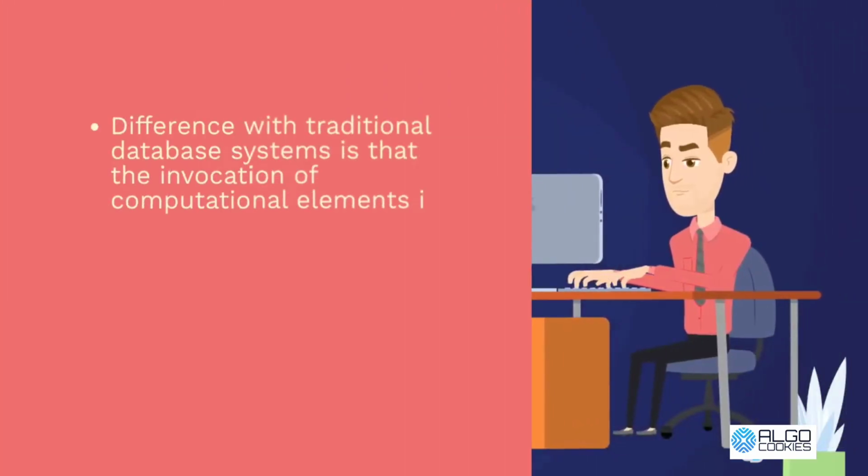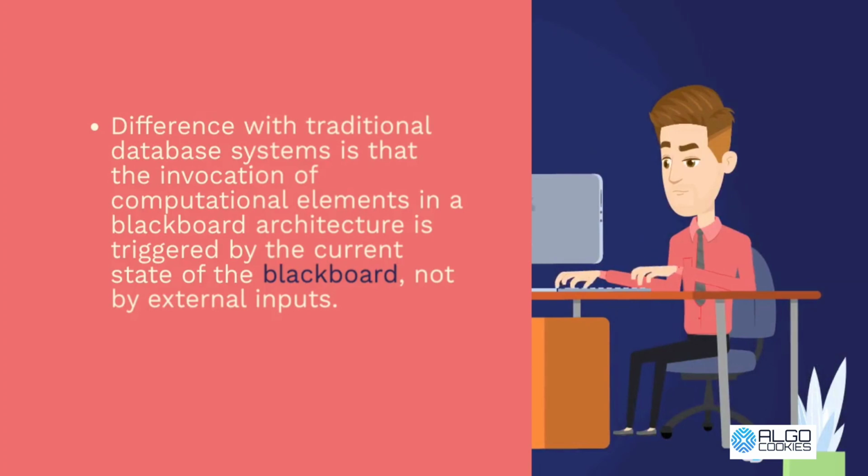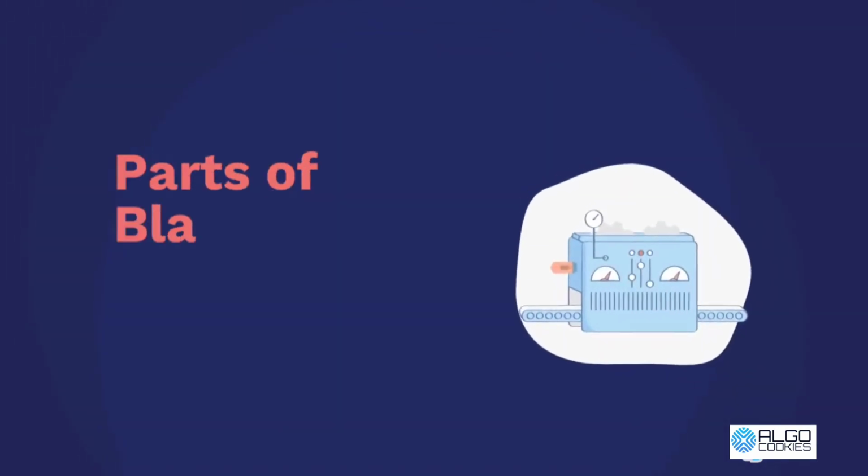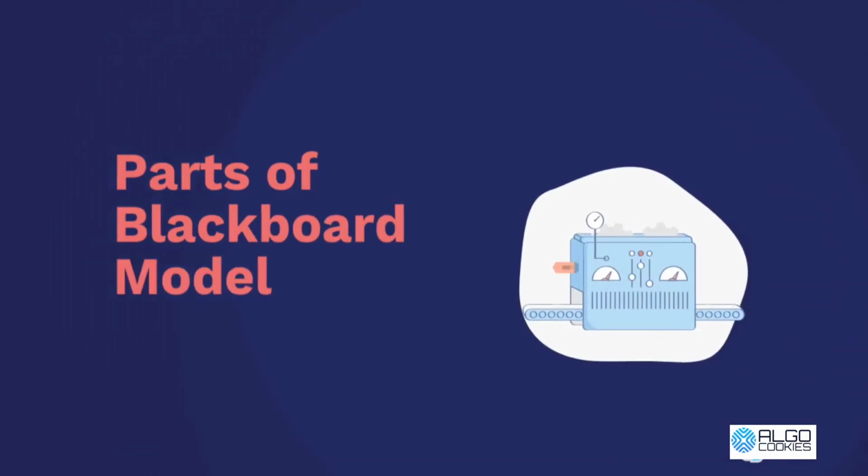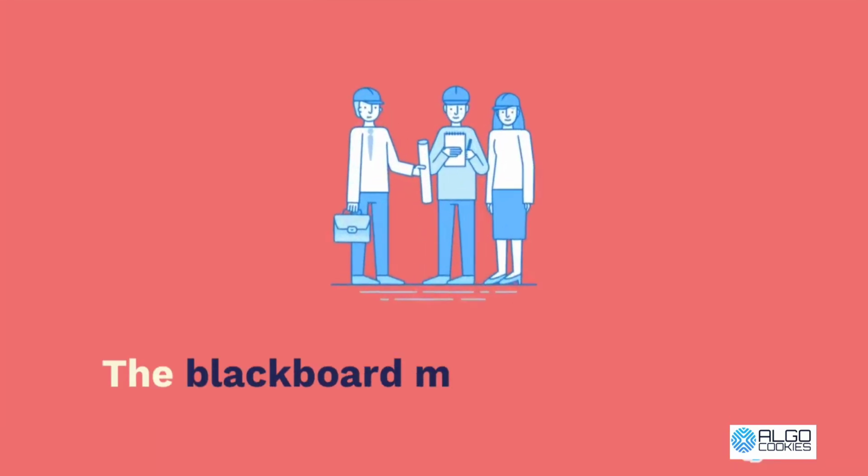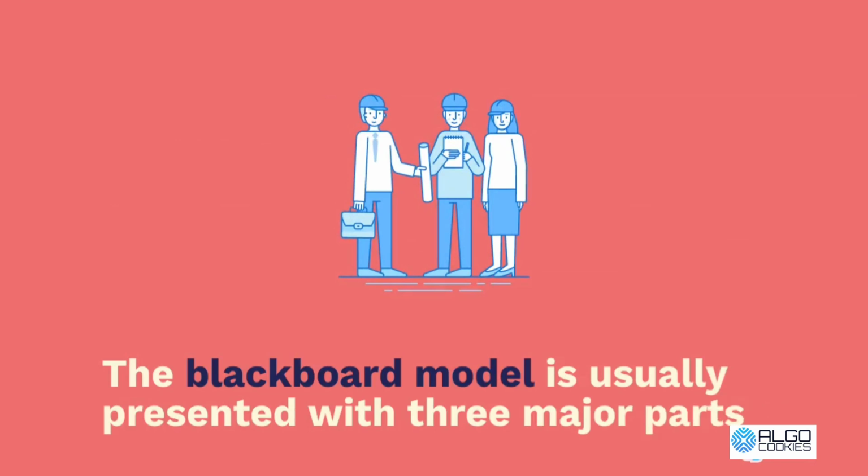Difference with traditional database systems is that the invocation of computational elements in a Blackboard architecture is triggered by the current state of the Blackboard, not by external inputs. Parts of Blackboard model. The Blackboard model is usually presented with three major parts.